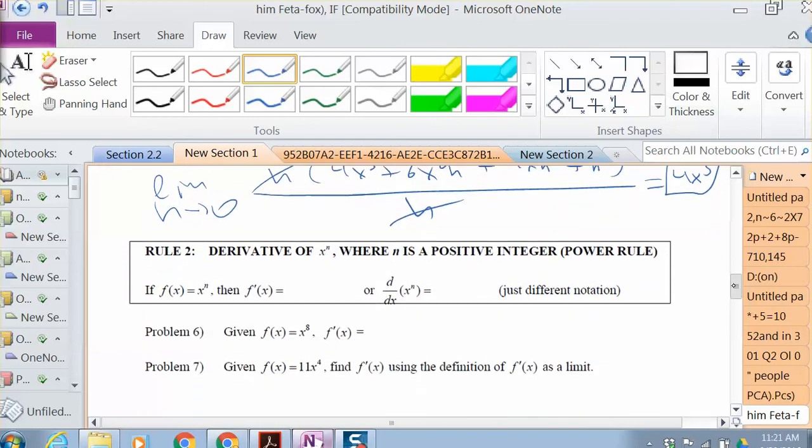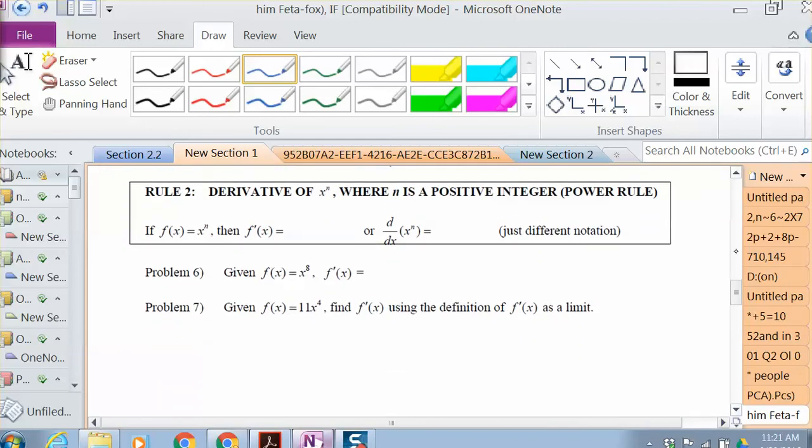So this leads us to a huge revelation. If you're taking the derivative of x to the n power, the derivative is going to be n times x to the n minus 1. That is huge. So you simply move the exponent to the front, drop the exponent by 1. Or if you use a different notation, d over dx, same thing, right? Just different notation. So if I ask you to do x^8, why use the limit definition? Because that's going to be way too crazy. But just 8x^7.